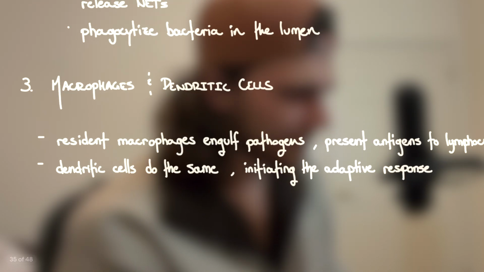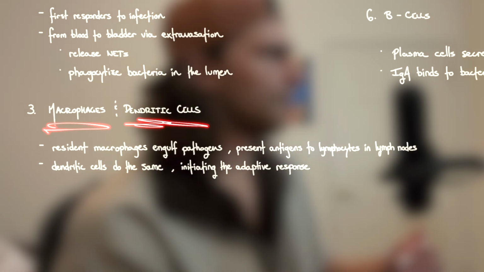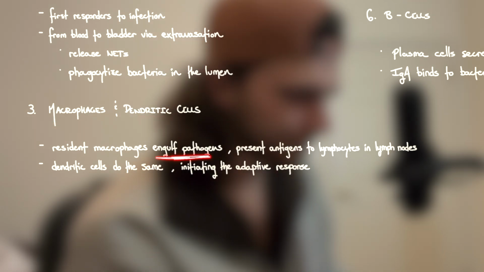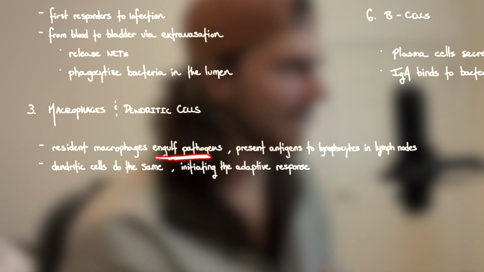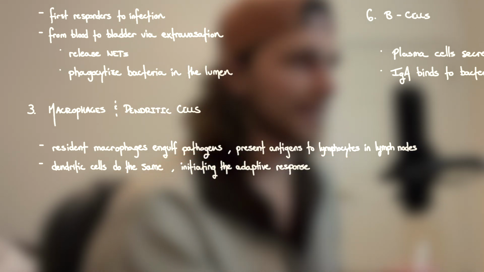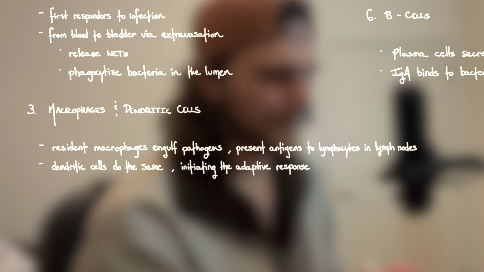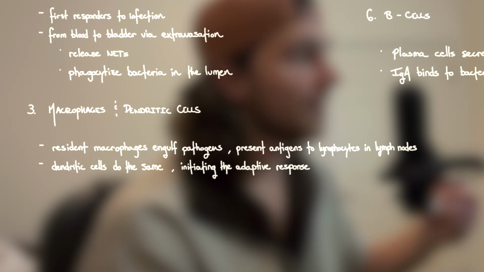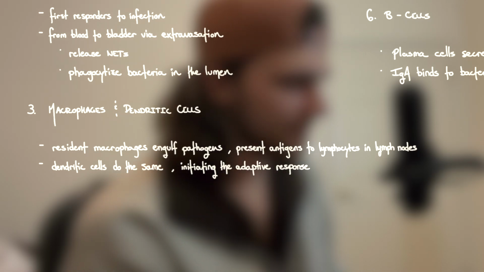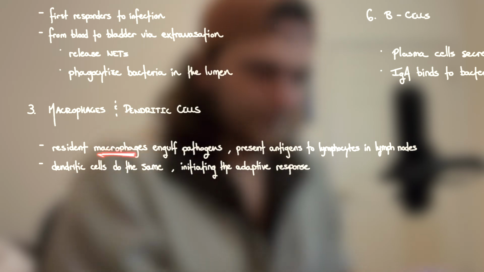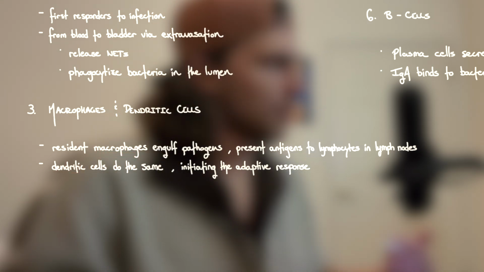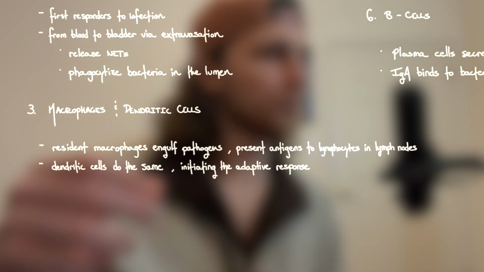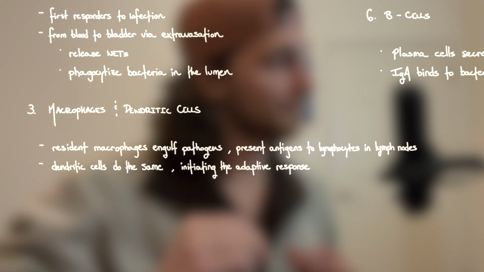Next up is our macrophages and our dendritic cells. These are going to do the same thing. They're going to engulf pathogens and then present antigens to nearby lymphocytes and nearby lymph nodes. Very, very crucial. This is what gets us into the adaptive arm of the immune system. These macrophages and dendritic cells phagocytize these E. coli, put a chunk of them on their membrane, and then go recruit the T cells and B cells that are meant to fight E. coli.